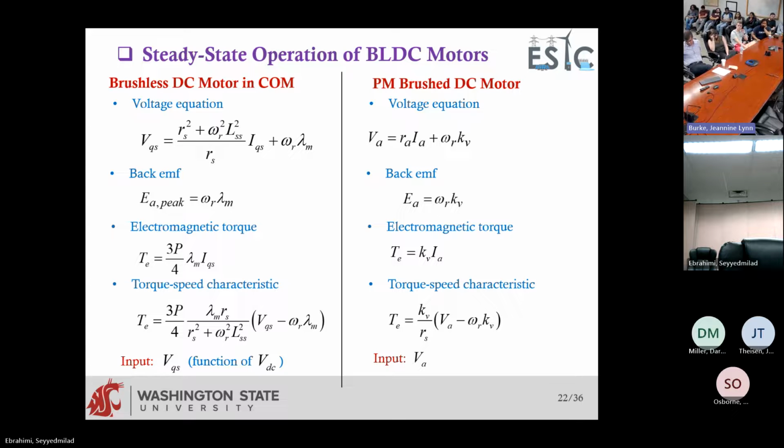The torque-speed characteristic is the relation between torque and omega. For brushed DC, it was K_V V_A minus omega. So you can say that this is a constant times a voltage minus omega R K_V. Here the input was V_A, the armature voltage. Here the input is V_Q that we have here, but V_Q is also a function of V_DC. So we both have V_DC inputs, and all the equations look very similar.